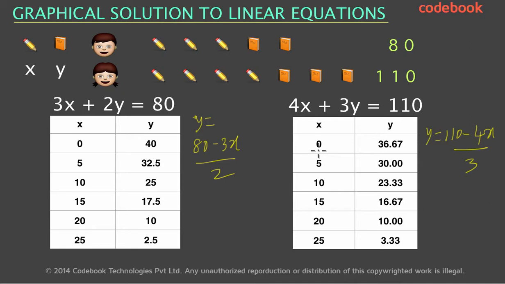Same thing here, when x is 0, you will have y is 110 by 3, which is 36.67. When x is 5, y is 110 minus 4 times 5, 4 times 5 is 20, so 110 minus 20 is 90, 90 divided by 3 is 30, so that is 30. Similarly, you can calculate the other values as you see here.